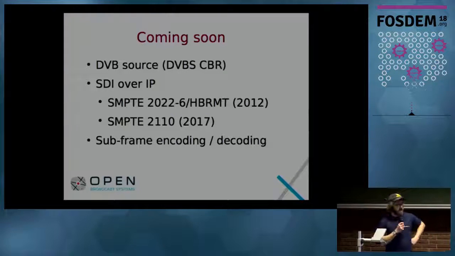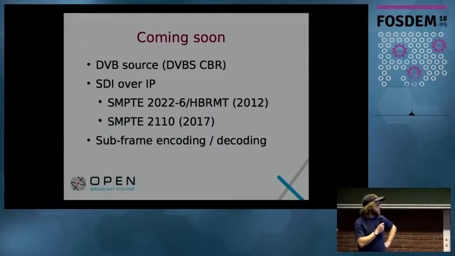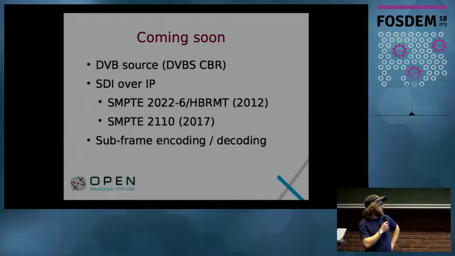What's coming? DVB satellite source. SDI over IP, which is working and on air now, but not yet committed. So 2022, the old standard, which is working, and we are working on the new one, which was just released last year, and it should be working for now. I hope so.